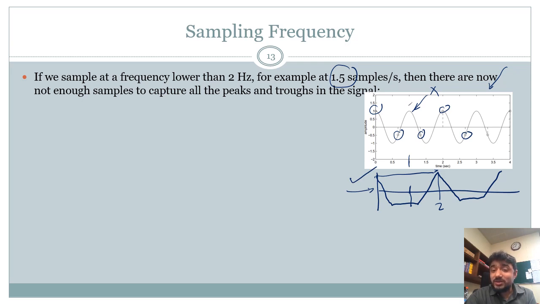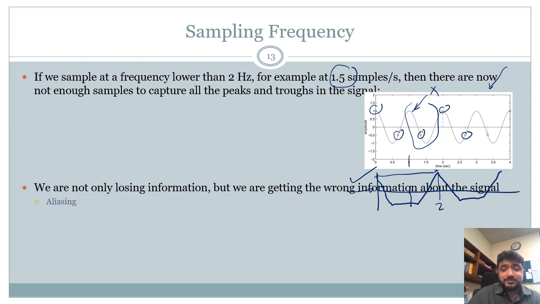We did not capture this whole cycle. So this is no longer 2 hertz. This signal is no longer 1 hertz, and its frequency essentially changed. It's not 1 cycle per second. It's actually 1 cycle per 2 seconds, at least from what it seems from here. But we'll get into more details of that.